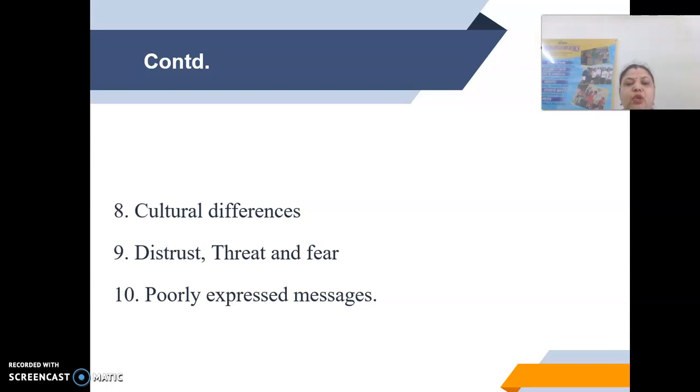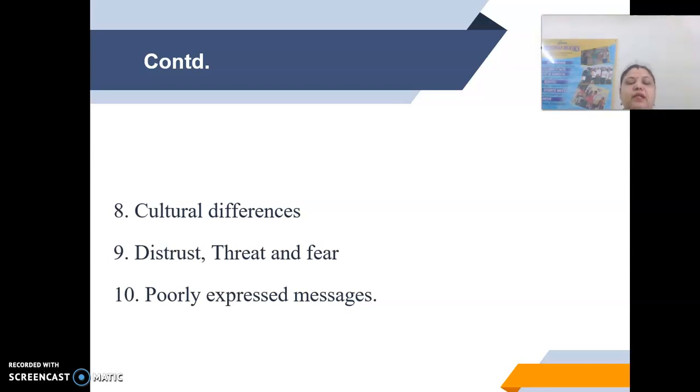Poorly expressed message. If the message is not described or communicated by the sender in a proper manner, then also it is not understood by the receiver. So a poorly expressed message is also one of the barriers in the process of effective communication. These are all the barriers to effective communication.